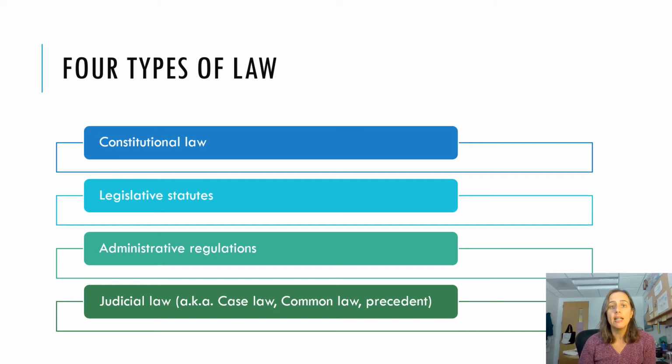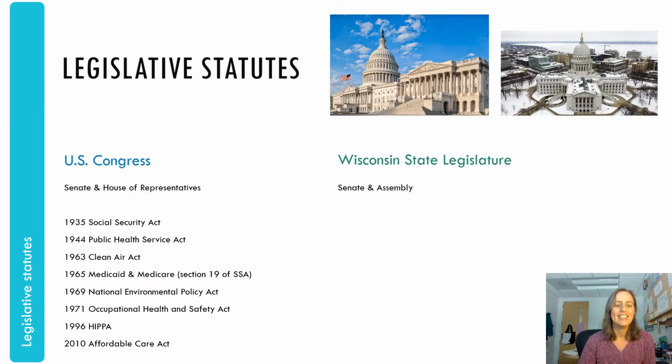Okay, our second type of law is legislative statutes. They're laws. They're just called statutes. I don't know why. Legislative statutes are laws that are passed by the legislature. So the legislature at the federal level for our whole country is the United States Congress, which is composed of the Senate and House of Representatives. We also have a Wisconsin state legislature, which is composed of a Senate and an Assembly.